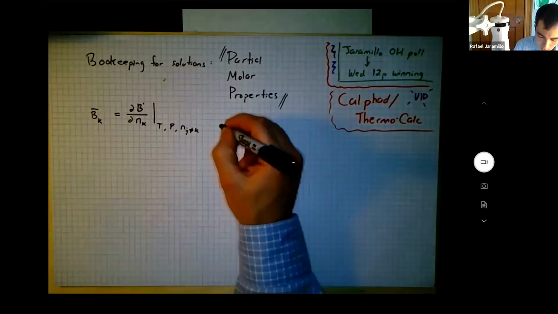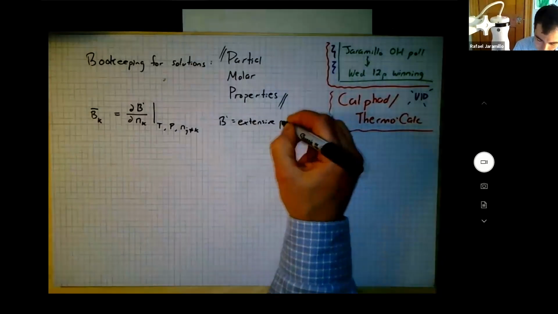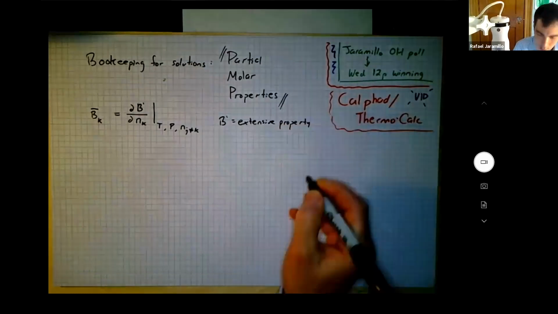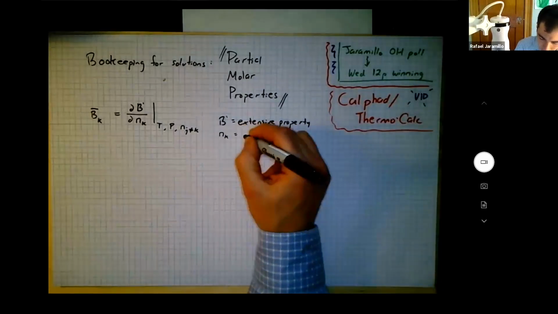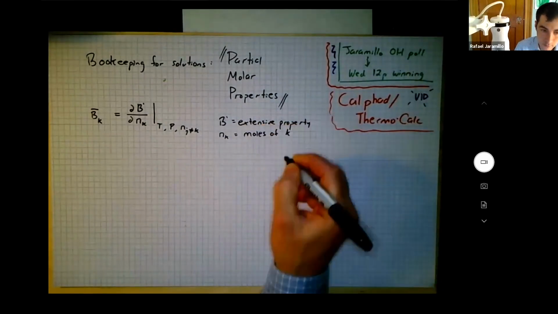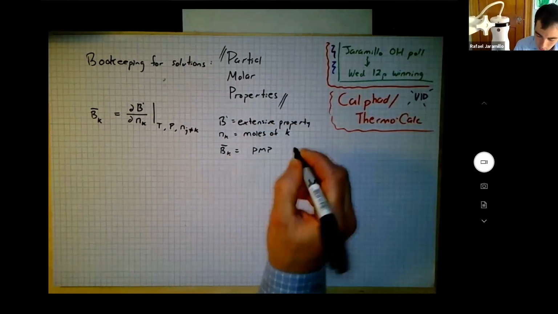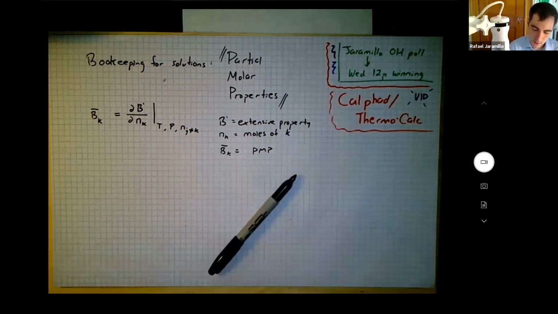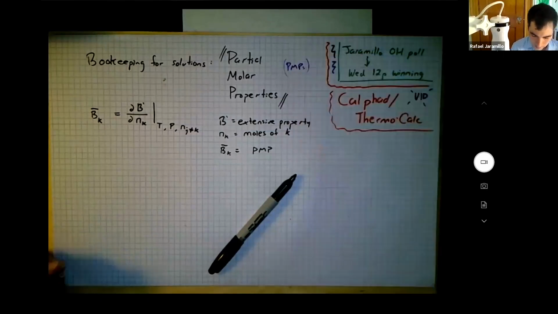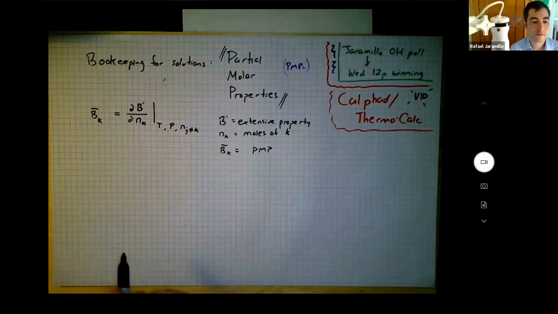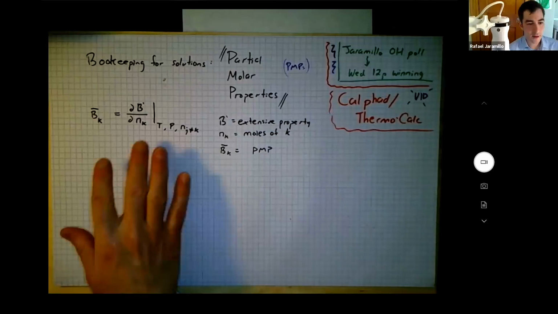So B is an extensive property, N is moles of K, and B bar of K equals a partial molar property. And sometimes I'll just call this PMPs. So this is kind of formal looking, but it's not a hard concept.